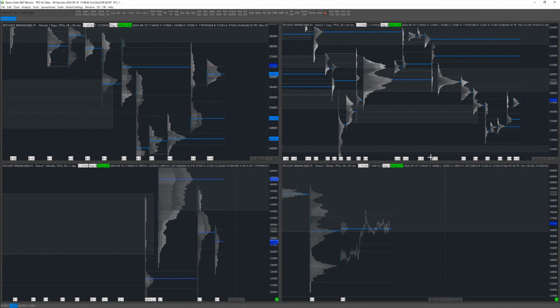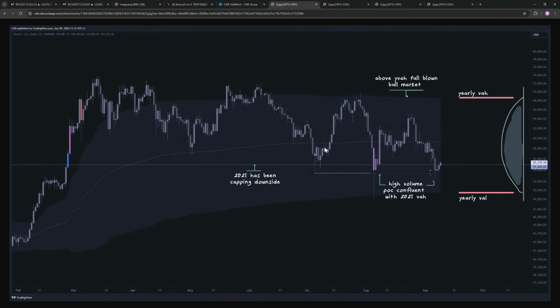So we'll get back to TPO in a bit. Moving back. Can we all agree? Are we all on the same page that yes, we're seeing some buying stepping into the market right here. However, on the yearly time frame, we're still trading below yearly VWAP, and that's going to be the most important point going forward.